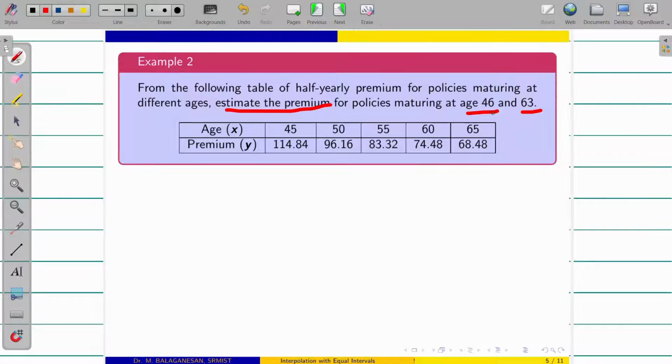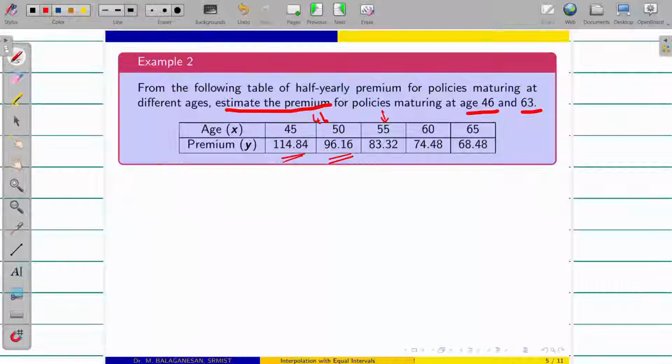At age 46, what is the middle level here? Yes, 55 is the middle level. I have to find the premium at age 46. 46 will be here. So what answer should we get? It should be between 114.84 and 96.16, because look at that, it is in descending order.